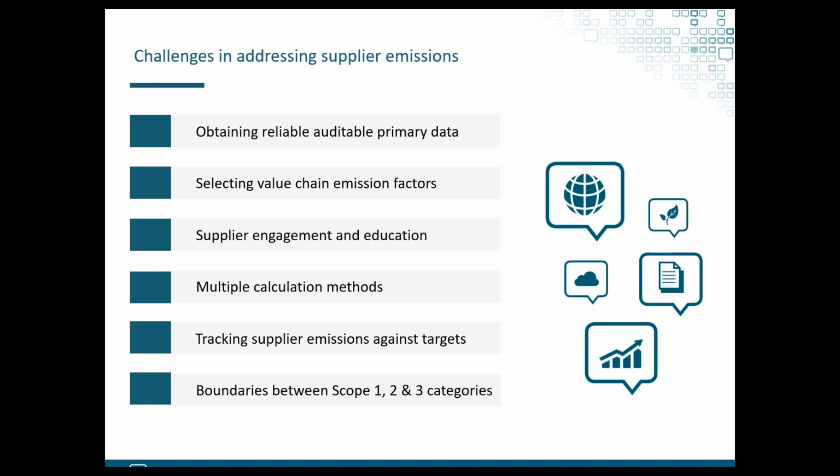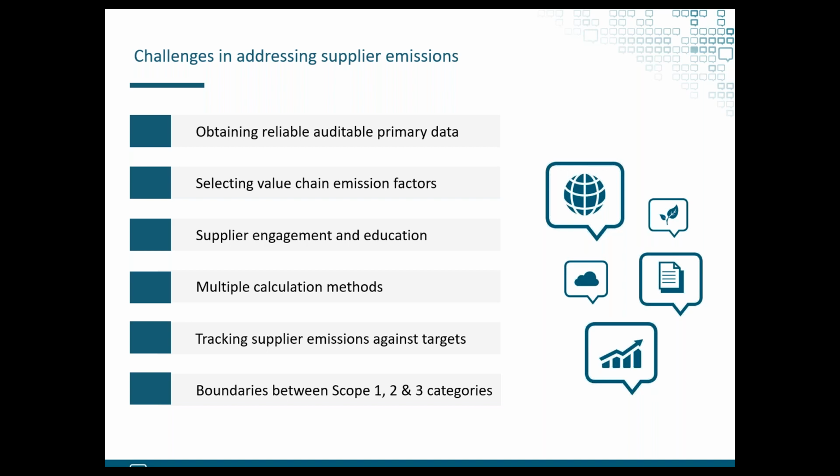So obviously there are extensive challenges, but what we've listed here covers much of what is a daunting prospect for a lot of organizations. I feel it's worth highlighting the particular challenges of primary data collection, which we touched on in that poll, but also selecting emission factors, supplier engagement, the multiple calculation methods available, tracking against targets, and selecting scope boundaries. These are all items that we're trying to address through the solutions at the moment, and hopefully we can show you how we do that.